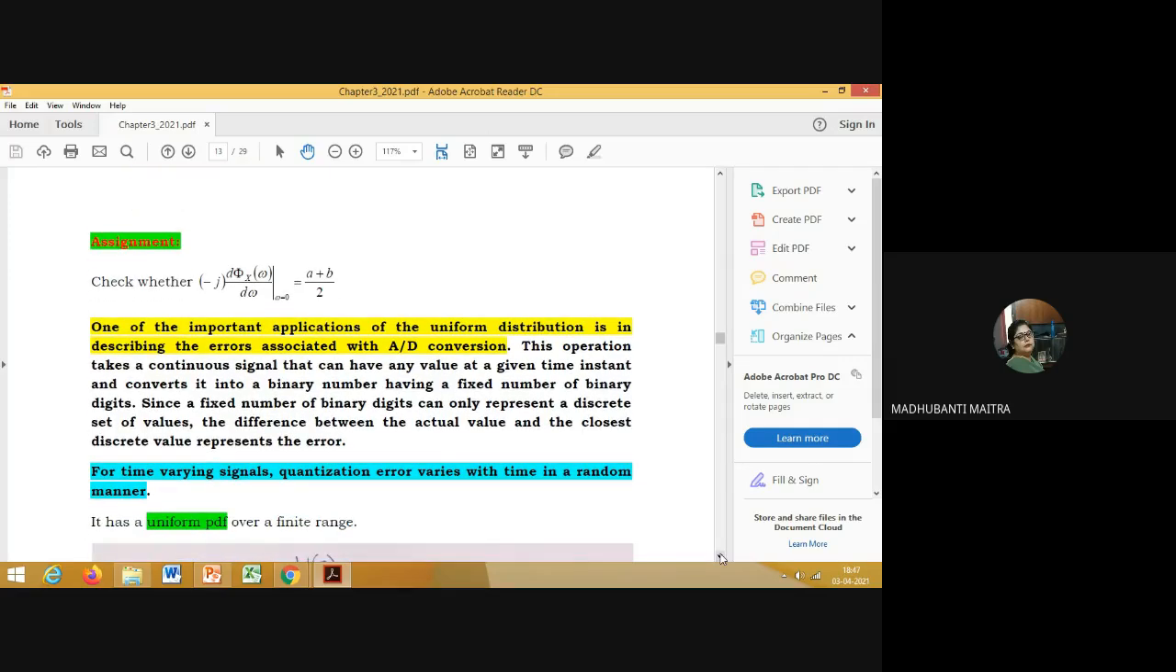Okay. So in an A to D converter, what is done? We take a continuous signal that can have any value at a given time instant and convert it into a binary number having a fixed number of binary digits. Okay. So let me show you.